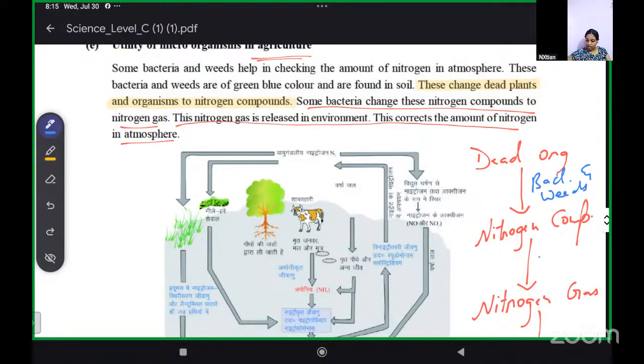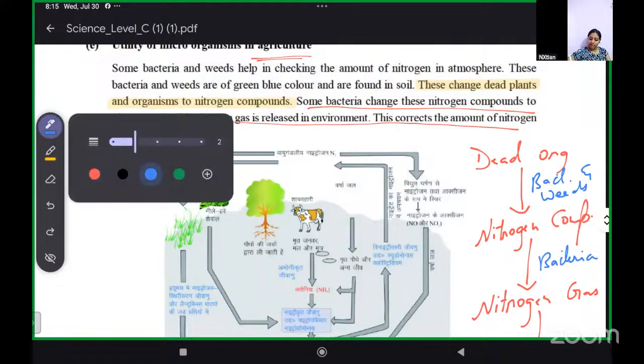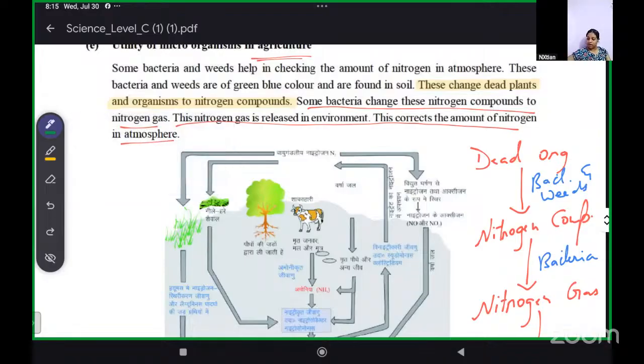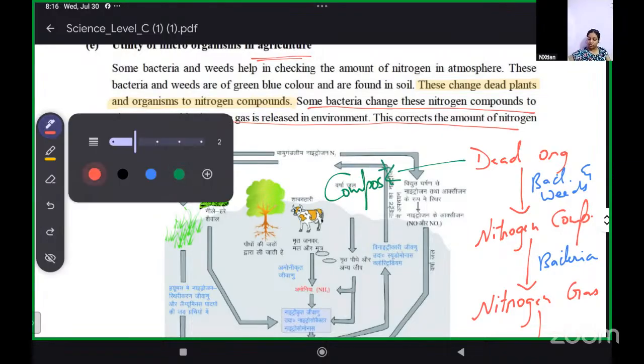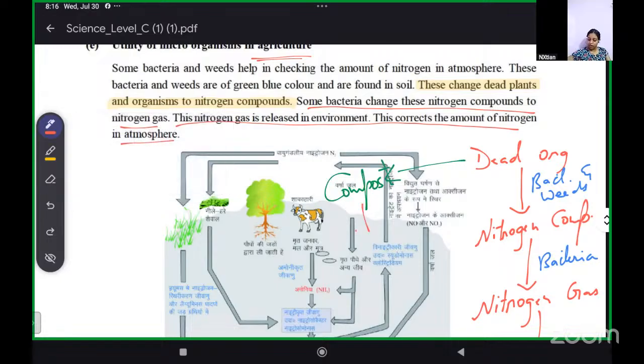And here also bacteria do it. And these dead organisms are changed into compost, which is also good for soil.